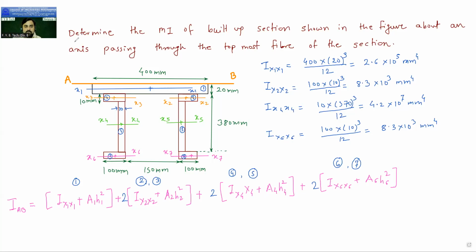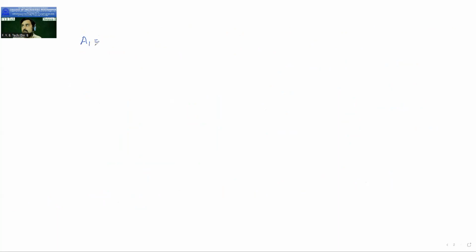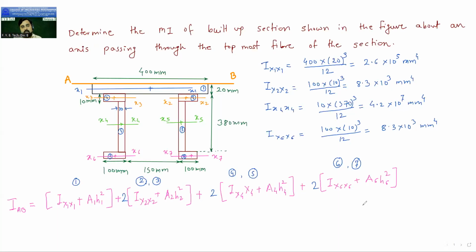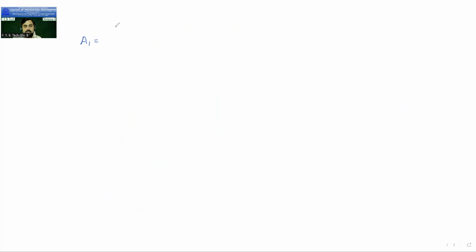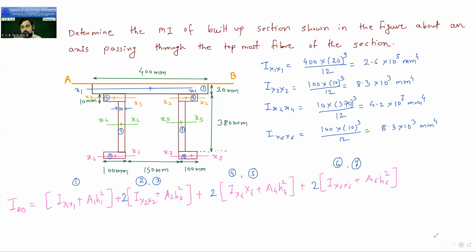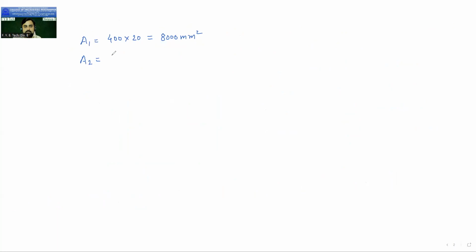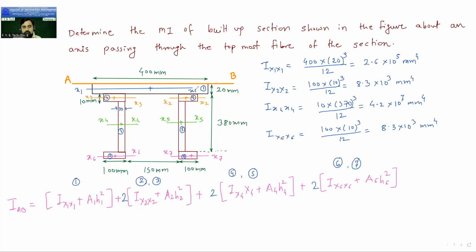First is the area of first figure, A1. A1 is equal to, what is the area A1? It is 400 into 20. A1 is 400 into 20. So how much it is? 8,000 mm square. Then A2. A2 will be 10 into 100. 10 into 100. So it is 1,000. Okay. Then A2 is 1,000.